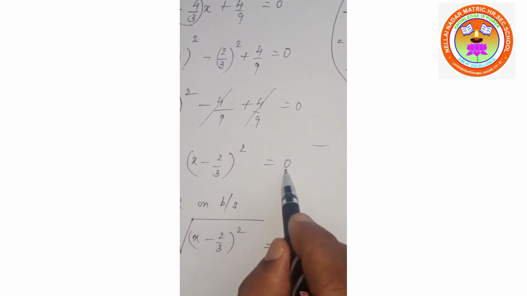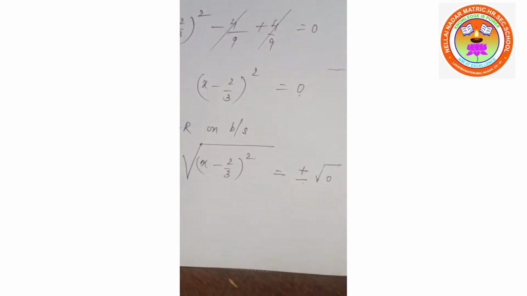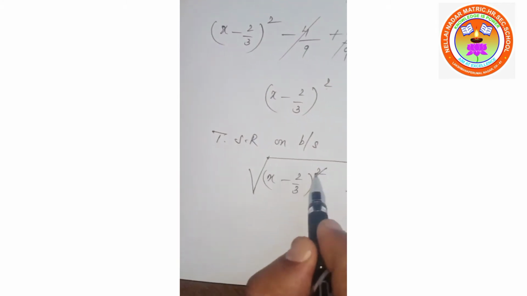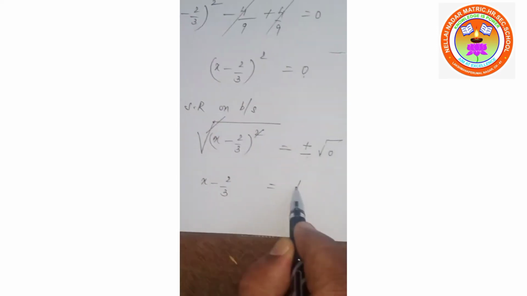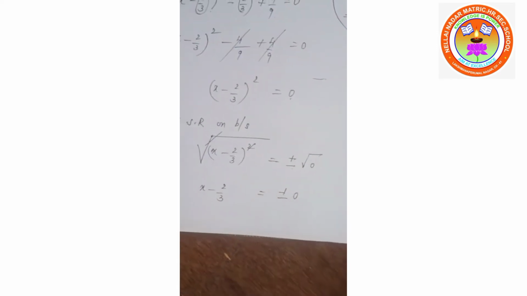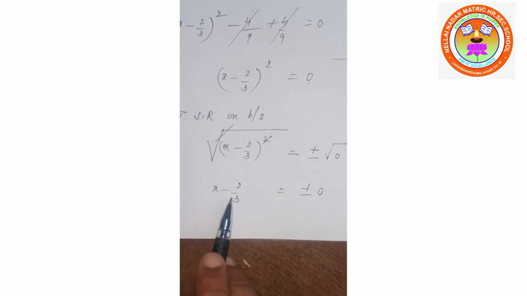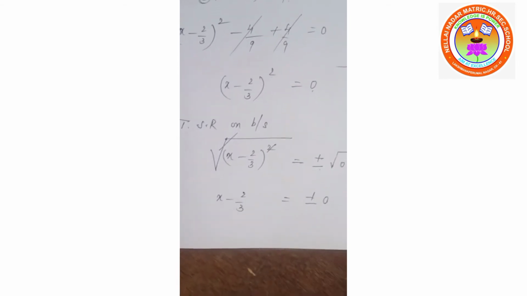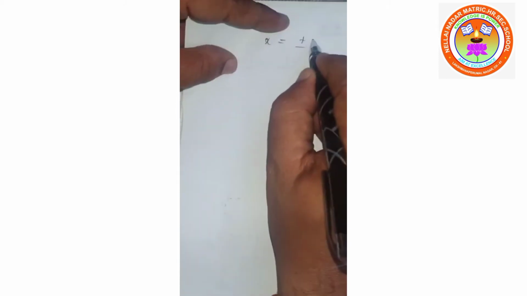Then what is the square root of 0? Next step you can write the square root of 0 is 0 only. Square and square root get cancelled. You will be getting x minus 2 by 3 equal to plus or minus the square root of 0, which is 0 only. Now you have to retain x alone on the left hand side, then minus 2 by 3 is to be taken to the right hand side. X is equal to, already we have plus or minus 0, then this minus 2 by 3 comes to the right hand side, plus 2 by 3.